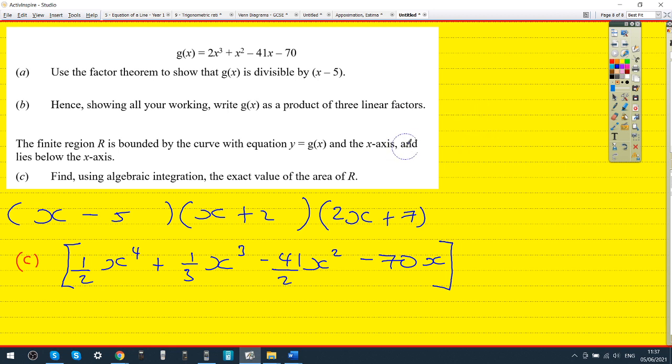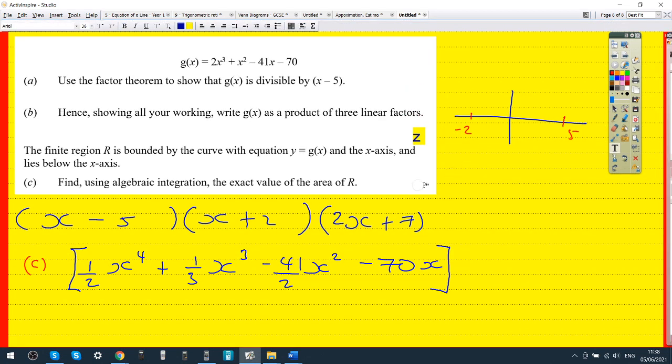Well, we have to basically sketch this. This is a cubic. So how would you sketch this graph? Would it go from bottom left up? So bottom left, yeah. Where does it cut through the axes? One of them's 5. One of them's -2. One of them's -7/2. So that's -3 point something. So I'll be to the left.